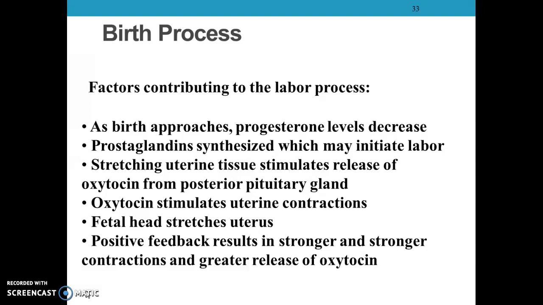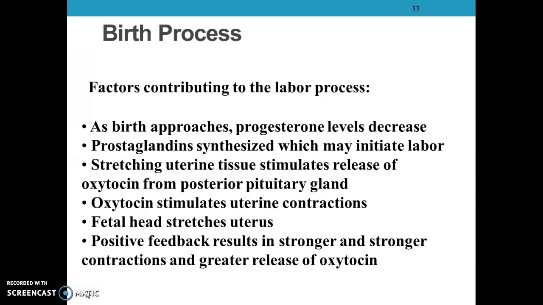If you remember from the reproductive chapter, we said that prostaglandins were found in semen, and when they are introduced to the female reproductive system, they cause the smooth muscle of the female reproductive system to contract. So this is obviously not coming from semen, but the prostaglandins do the same thing. They're produced from the woman's body, and they can cause the muscles to contract.